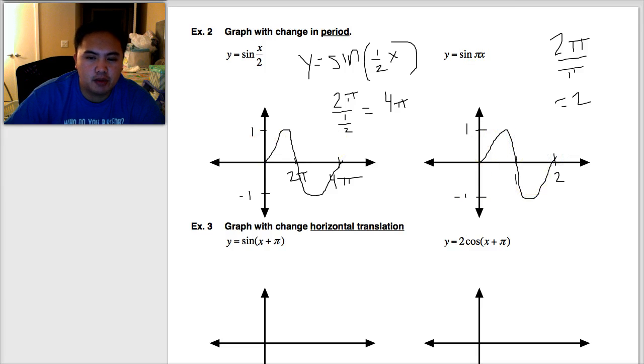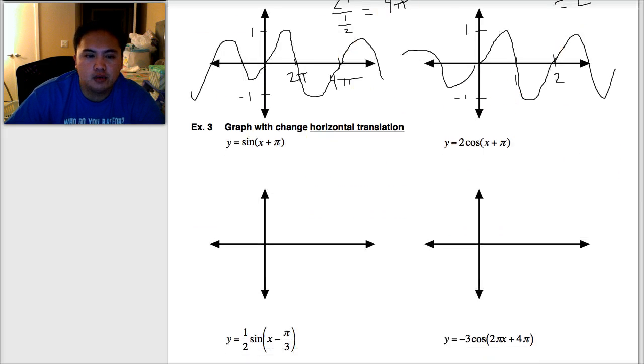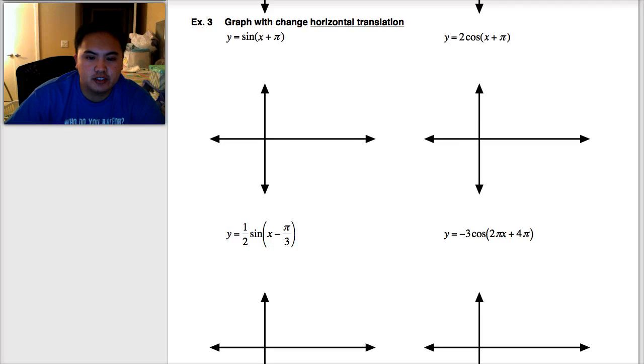And I forgot to do it for the last problem that we did, but remember, you're going to let this wave go on forever. It's not a graph that stops. It's a continuing wave that goes on forever. And again, it's probably prettier on your papers. Okay, let's do one with some horizontal translations.